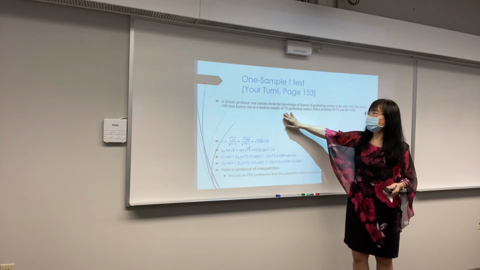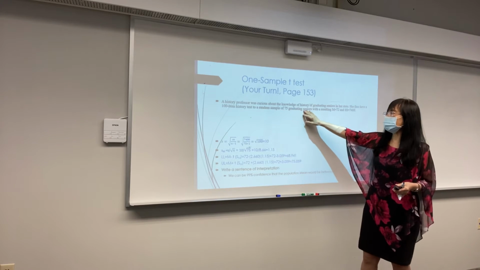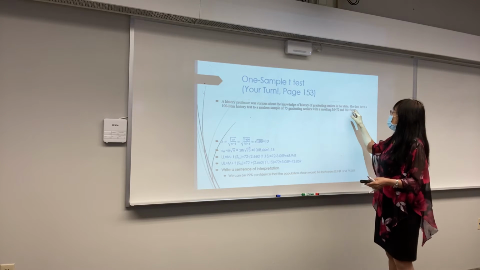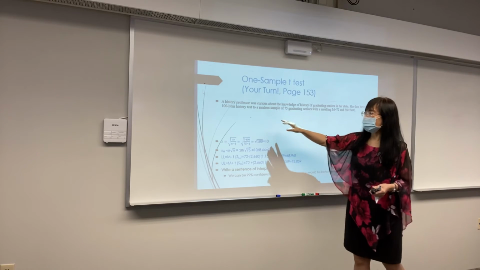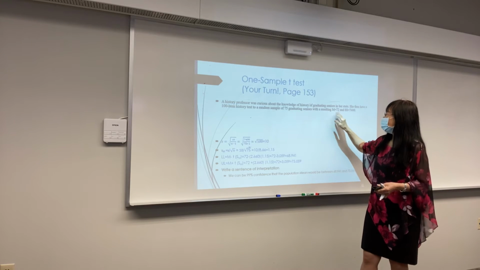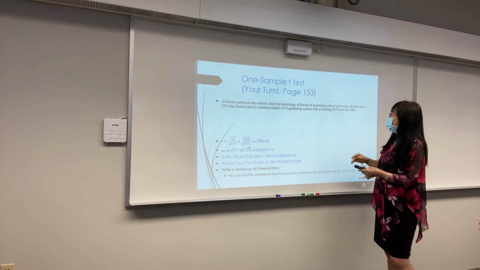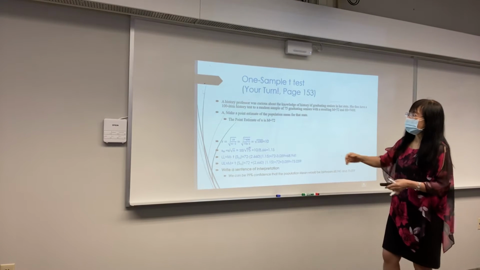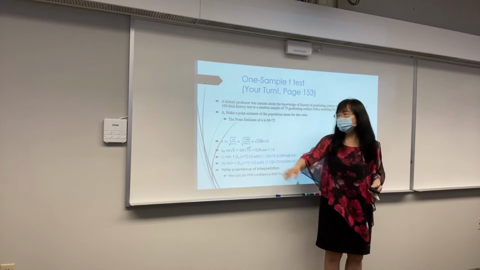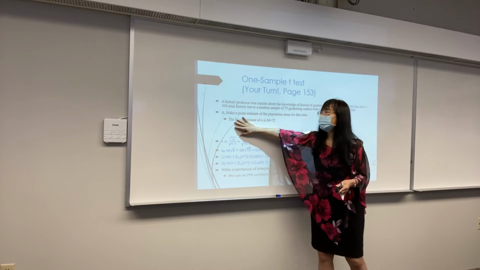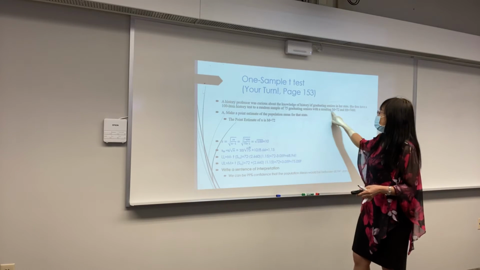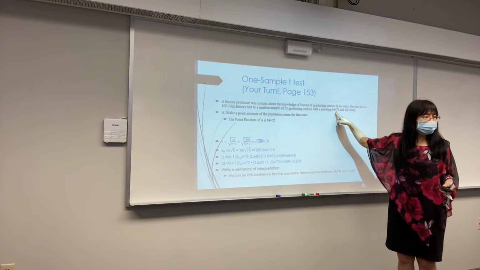So first one: the history professor was curious about the knowledge of history of graduating seniors in her state. She thus gave a 100-item history test to a random sample of 75 graduating seniors, with a resulting M equals 72, SS equals 7,400. So the first thing, let's make a point estimate. Since it is already there, you can see your point estimate is 72. You know where 72 is from, right?